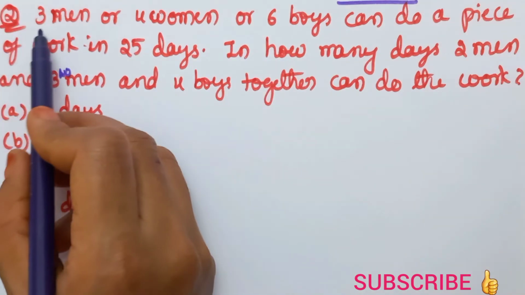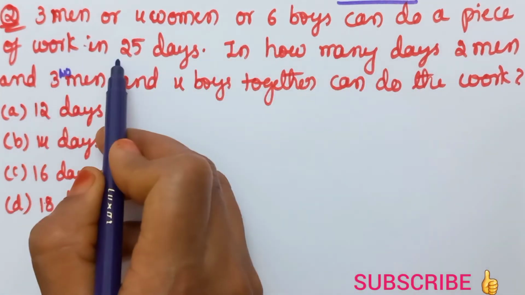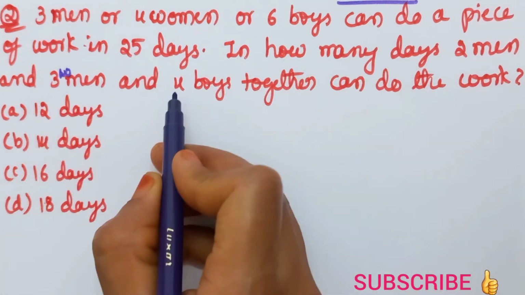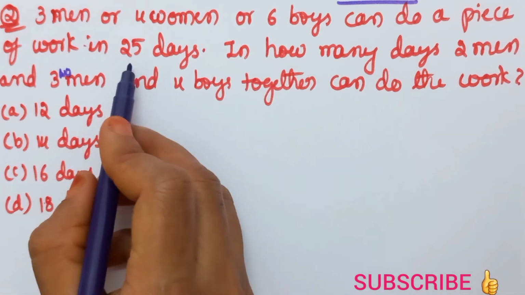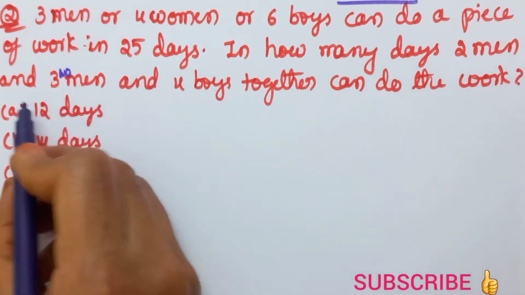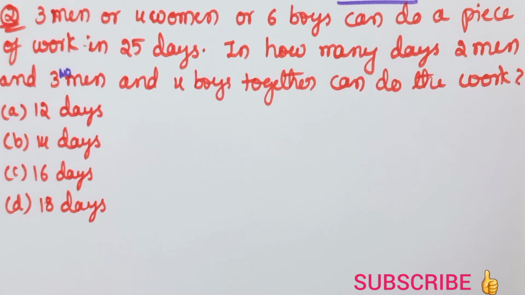The second one, that is: 3 men or 4 women or 6 boys can do a piece of work in 25 days. In how many days can 2 men and 3 women and 4 boys together do the work? So individually they will take 25 days to complete the work, but together, that means 2 men and 3 women and 4 boys together can do the work in how many days? That was the question asked.